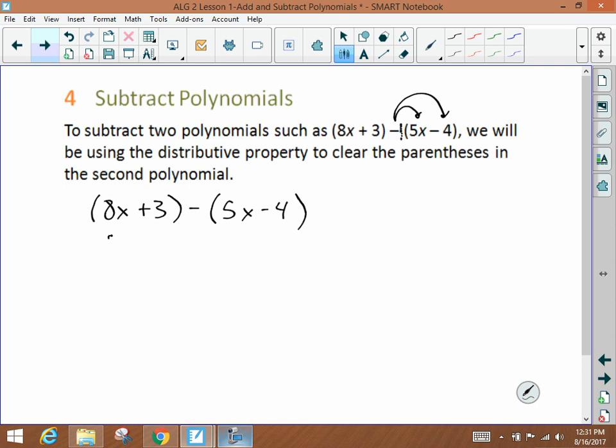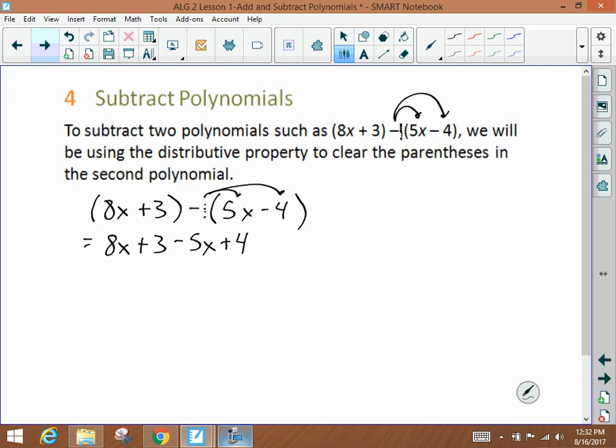All right, I'm going to drop down my 8x plus 3. There's nothing I need to do with that because I don't have any number multiplying this, right? I don't have any number sitting outside of my parentheses. However, this negative sign, like I said before, it needs to distribute. So negative 1 times 5x is going to be negative 5x. And negative 4 times negative 1 is positive 4, right? So essentially what that's doing is it's changing the sign of everything inside my parentheses.